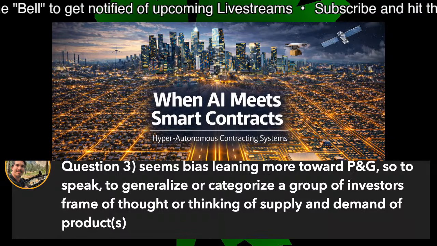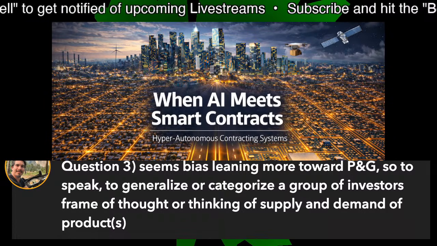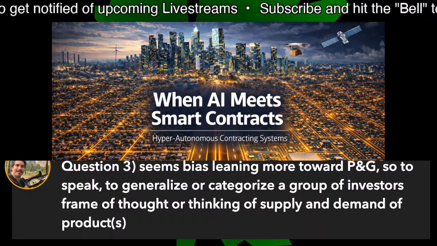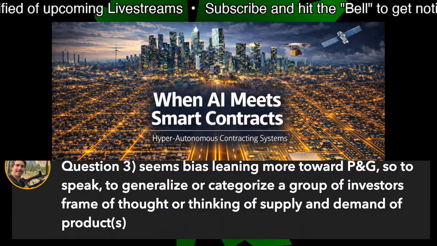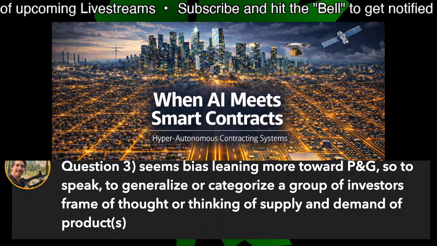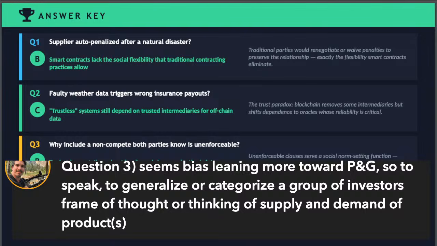Carlos Enriquemero says, question 3 seems biased, leaning more toward PNG, so to speak, to generalize or categorize a group of investors' frame of thought or thinking of supply and demand of products. Oh, yeah, indeed. Let's look at question 3 here, just to the non-compete. Indeed, they could expect some things to be delivered, expect something to be done at a particular time, knowing it may not necessarily be enforceable, but at least to set it, knowing that it will be attempted in good faith.